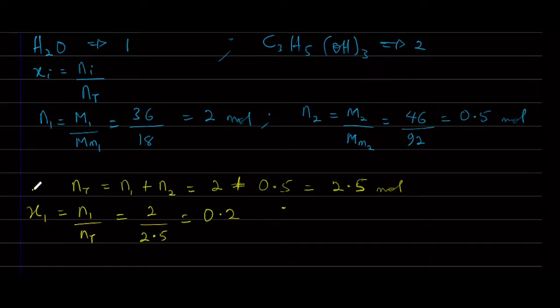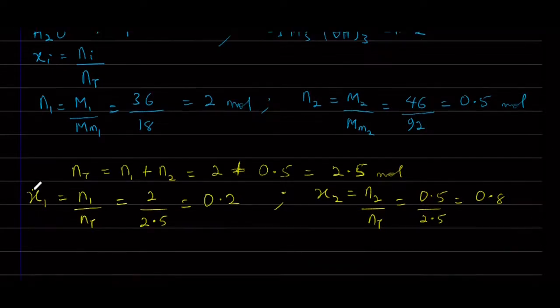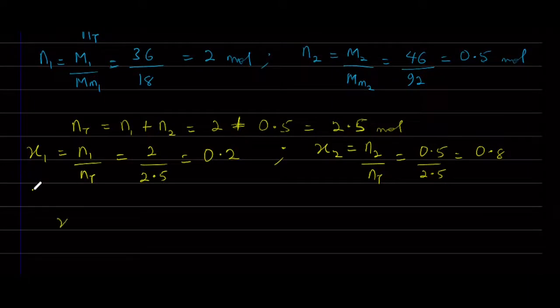Then you can also solve for the mole fraction of the second substance, which is the glycerin. That is the number of mole of glycerin over the total number of mole, and that will give us 0.5 over 2.5, and we are going to obtain our value to be 0.8. Well, 0.8, no unit, like I said. So in short, our answers are: the mole fraction of water is 0.2, while the mole fraction of glycerin is 0.8.